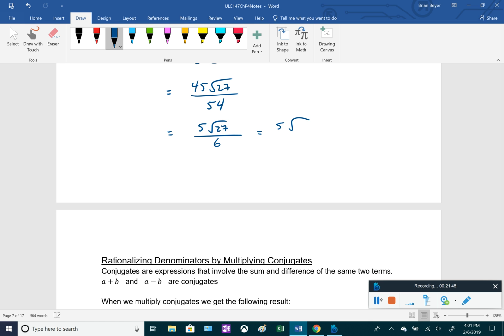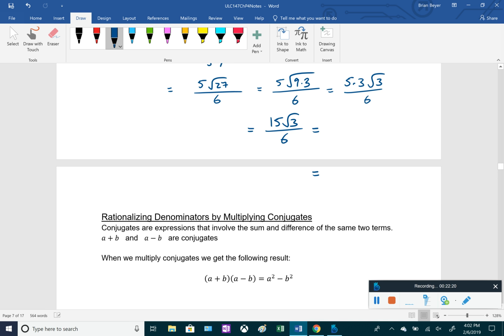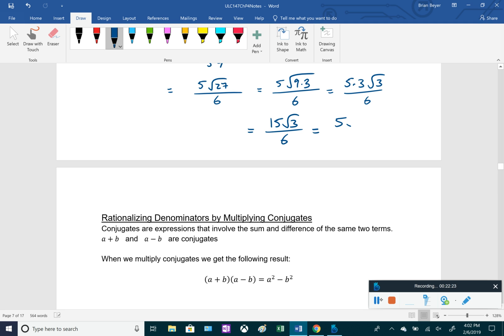So radical 27 can be rewritten as a product of two factors where one's a perfect square. And that would be 9 times 3. 9's a perfect square. Radical 9 is 3, so this is 5 times 3 radical 3 over 6. This is 15 radical 3 over 6. Yikes, this is a long one. And lastly, there's a common factor of 3 we can cancel off with 15 divided by 6. We get 5 radical 3 over 2.